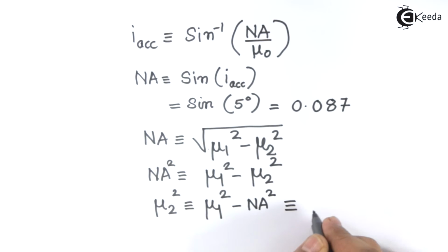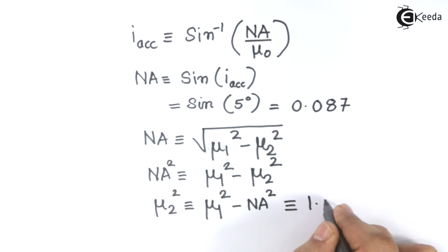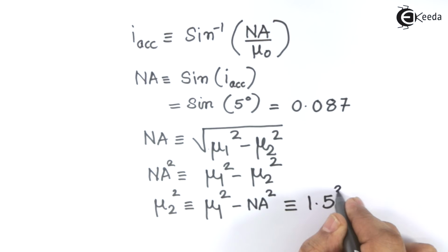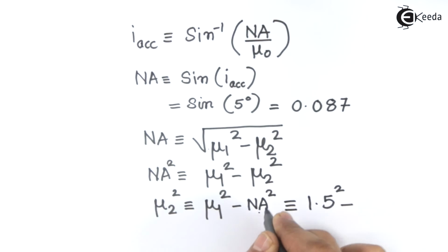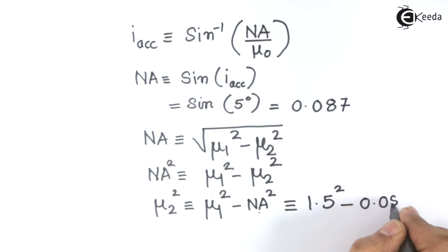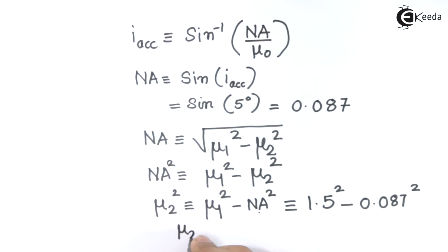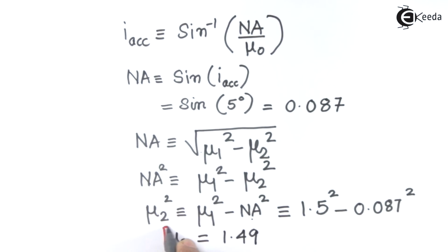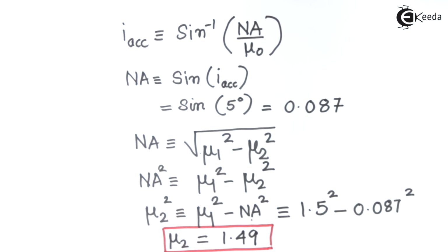You already know the value of mu1, which is nothing but 1.5 square, and the value of the numerical aperture you have just now obtained, which is 0.087 square of this, and hence your mu2 will be equal to, so the value of the refractive index of the cladding is now working out to 1.49. So this is the value of the refractive index of the cladding.